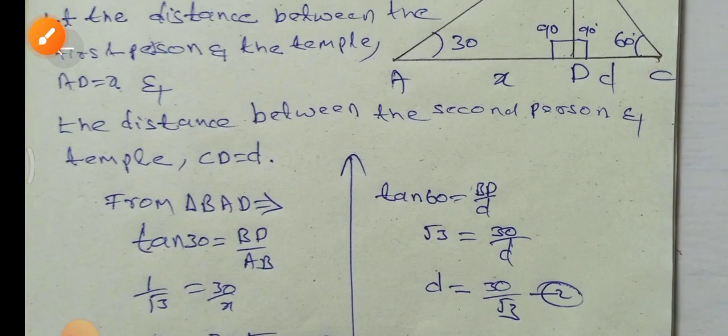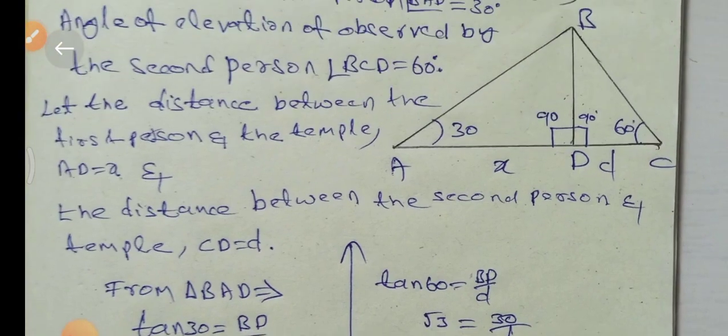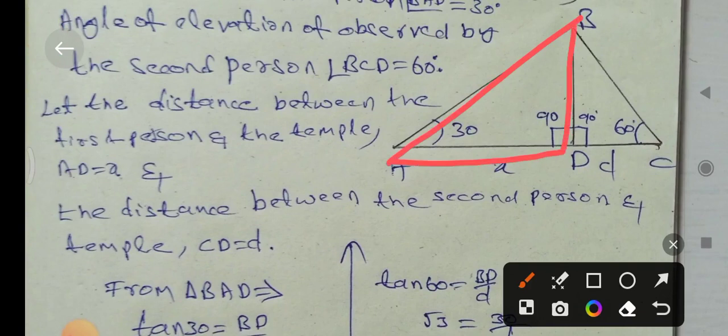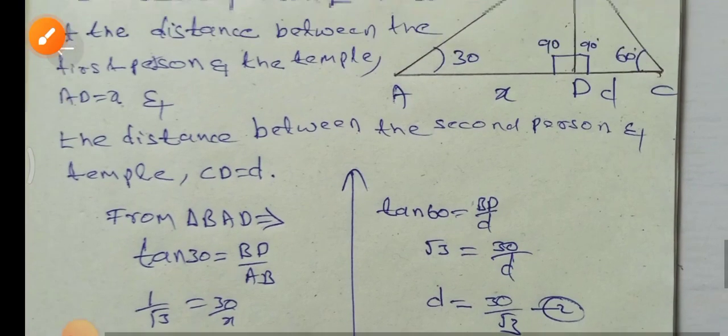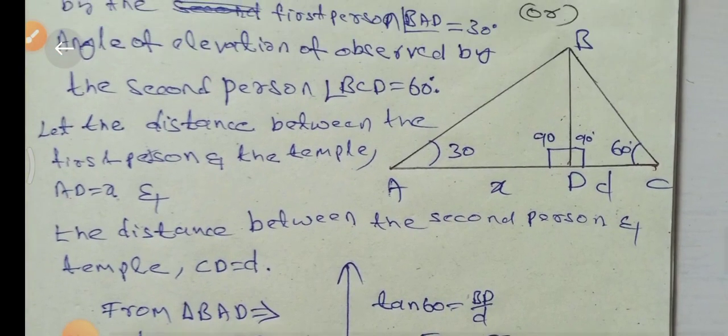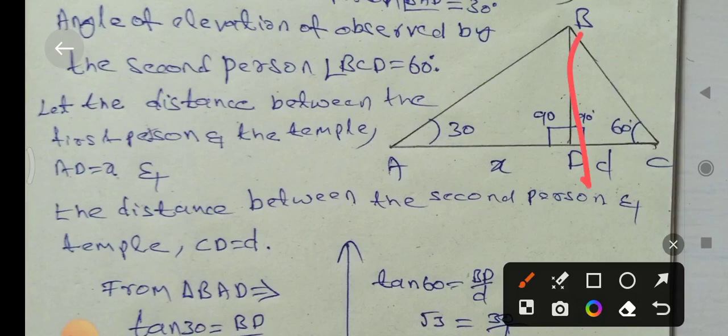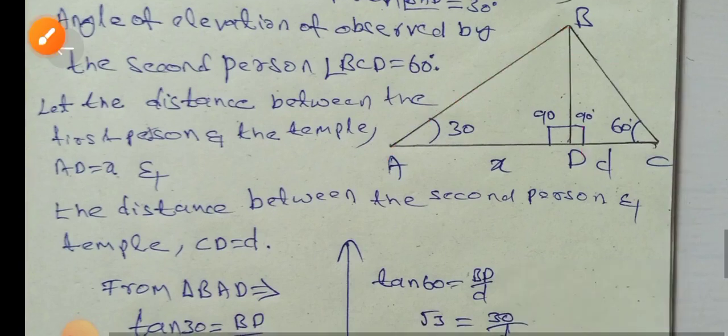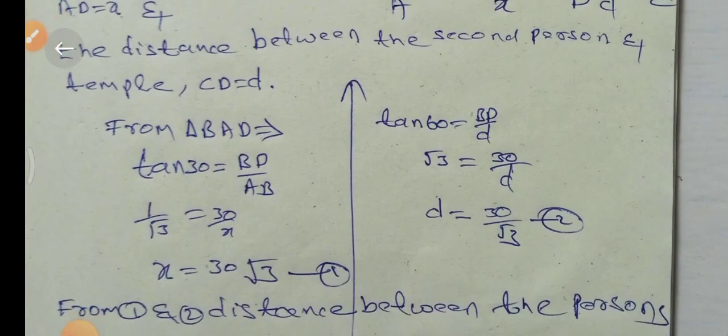CD is equal to d. From triangle BAD, tan 30 is equal to BD by AB. Tan 30 is equal to 1 by root 3, which is equal to 30 by x. So x is equal to 30 into root 3. This is equation 1.